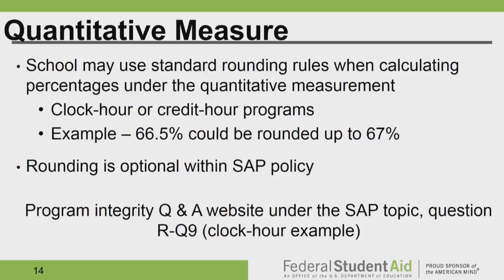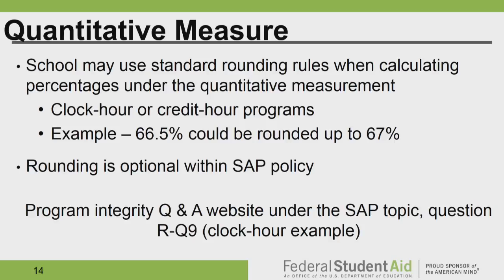A school can use rounding rules when calculating, and when we talk here about rounding rules, we're saying anything from a 0.5 or higher can be rounded up to the next percentage point. So whether you're at a clock hour or a credit hour program, you can round 66.5% up to 67% as an example. So rounding is optional, but you would want to state in your policy whether you do rounding or not. You would be surprised how many people call us and say, well, we don't have anything in our standards. What if I do it for one and not the other?